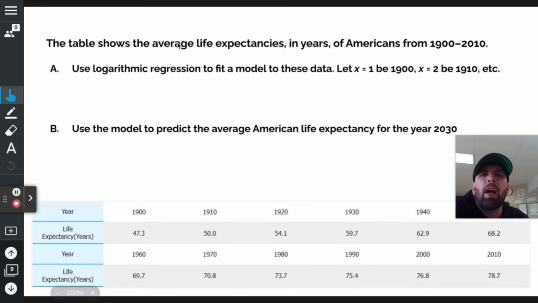The table shows the average life expectancies in years of Americans from 1900 to 2010. Use logarithmic regression to fit a model to these data. Let x equals 1 be 1900, x equals 2 be 1910, etc. So I'm going to throw this into my calculator. You're going to be 1, 2, 3, 4, and I'm going to use what's called LnReg, which is a logarithmic regression model.